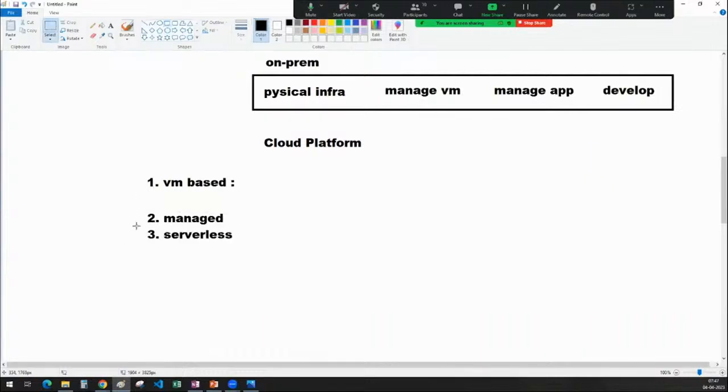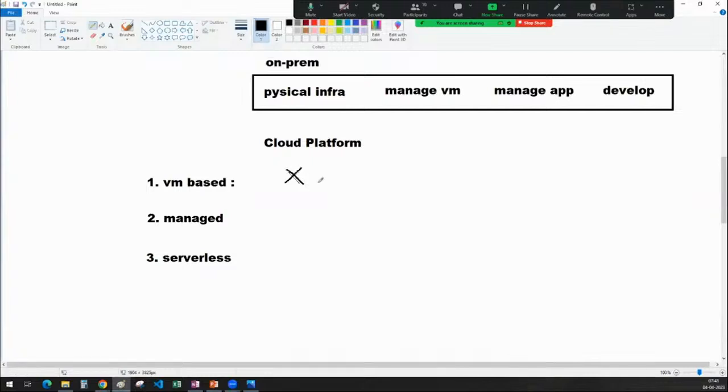Okay, very important thing, guys. No one will tell this point, but you have to understand, because somewhere you are seeing VM based services, somewhere you are using managed services, somewhere you are using fully managed serverless platforms. So now you will be able to understand the concept of this one. In VM based, you need not manage the physical infrastructure, because the physical infrastructure will be provided to you in the form of a virtual machine.